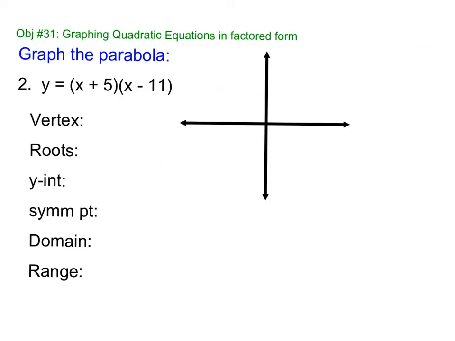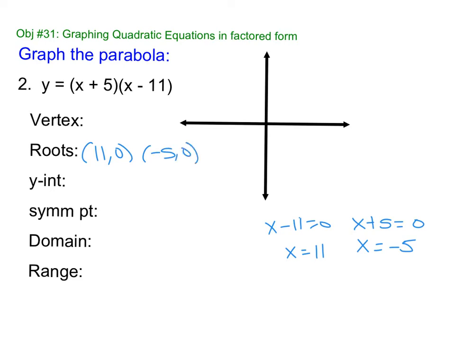Okay, so pause and try this one on your own. This will be a nice number. All right, so we start by setting each of those equal to 0. We get x equals negative 5 and x equals 11 for our roots. And then to find the vertex, we're going to add those and divide by 2. 11 plus negative 5 divided by 2. 6 divided by 2 is 3.